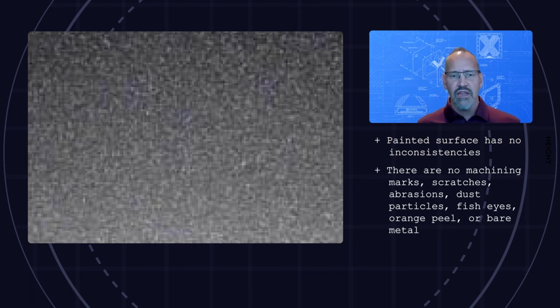An acceptable condition is noted here in image 1 as the painted surface has no inconsistencies or discontinuances in the finish. There are no machining marks, scratches, abrasions, dust particles, fish eyes, orange peel, or bare metal showing. This is a surface that the customer would like to see.